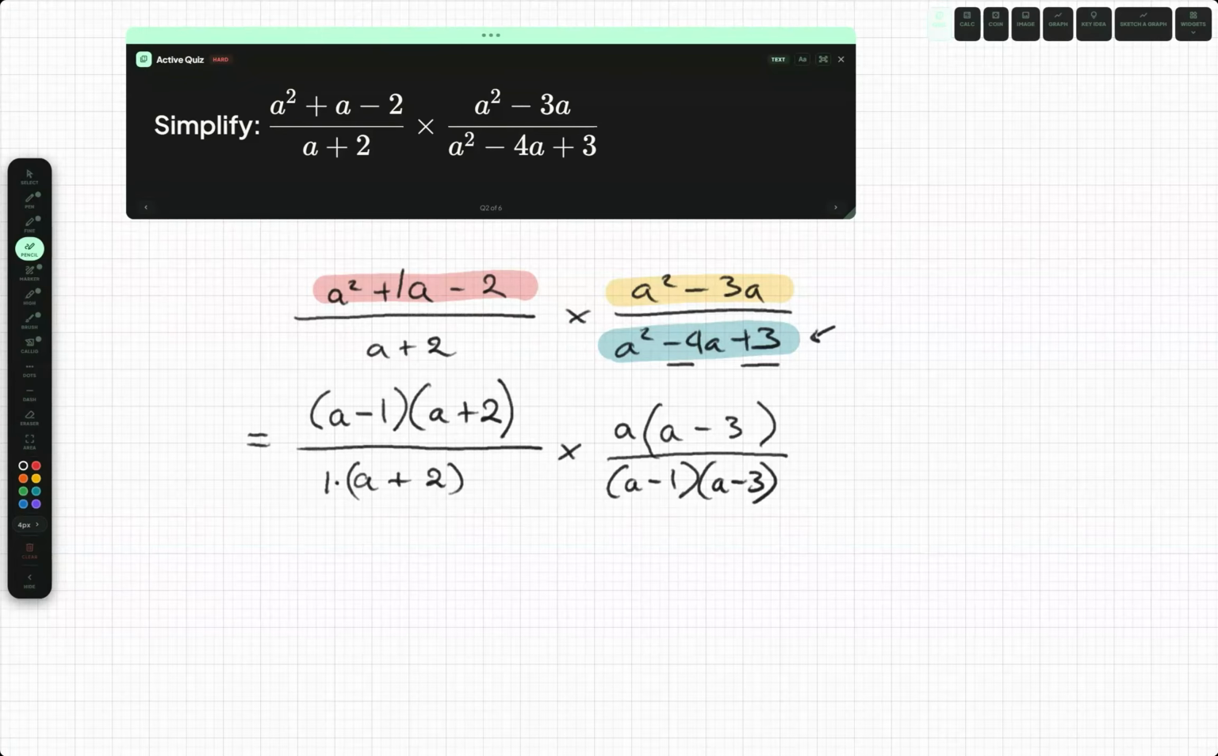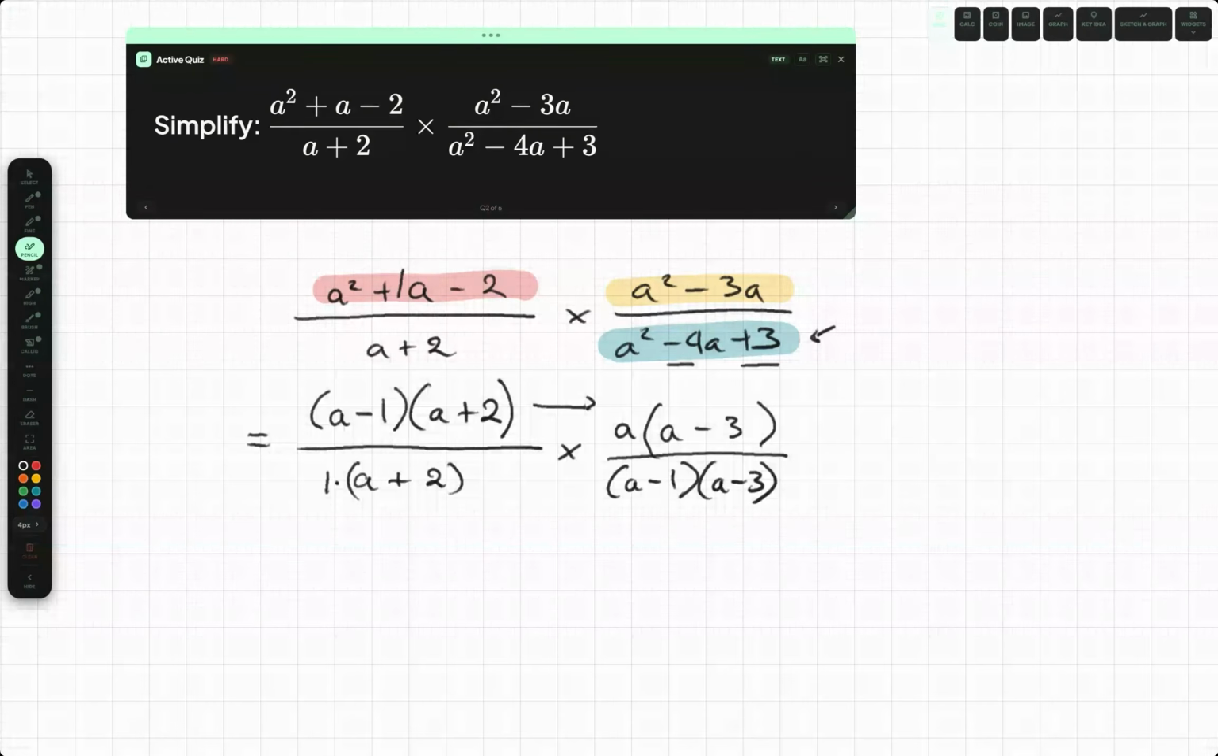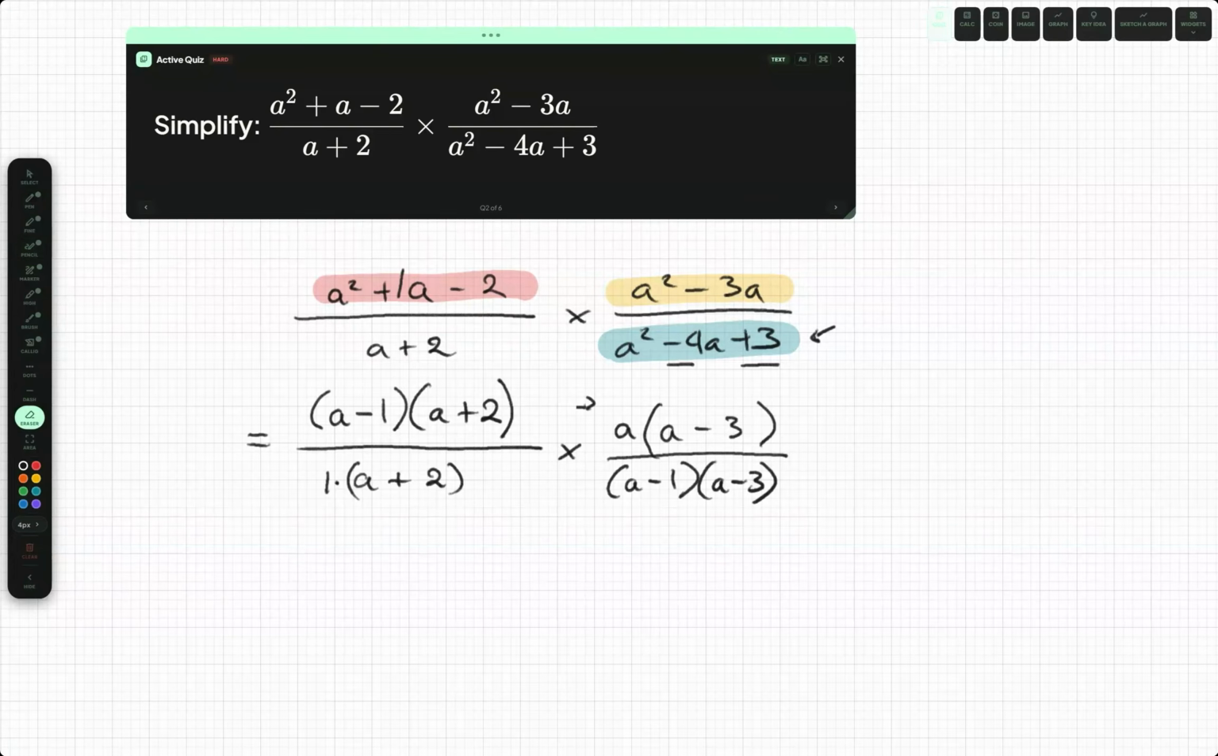Okay, now let's look at cancelling. So we're finding any common factors. Because multiplication basically means that we essentially join all of these values together, we can cancel wherever we would like, as long as we're cancelling a numerator value and a denominator value as the same factor. So we can cancel a minus 3.